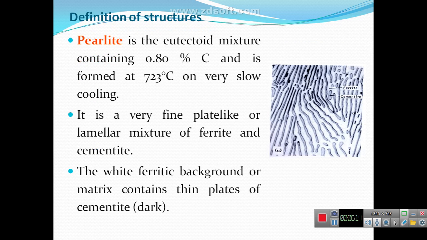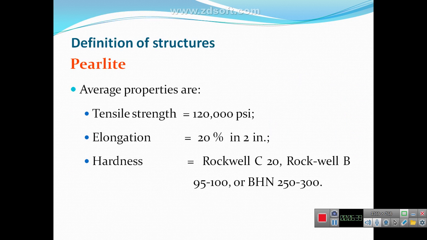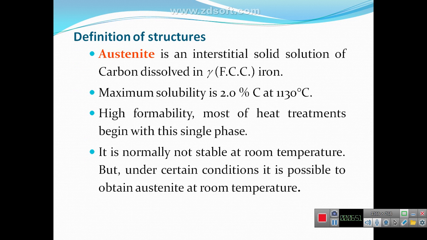Next structure we have seen is pearlite. It is a eutectoid mixture containing 0.8% of carbon and it is formed at 723 degrees Celsius on very slow cooling. It is a very fine plate-like or lamellar mixture of ferrite and cementite. The white ferritic background or matrix contains thin plates of cementite which is dark in nature. The average properties are tensile strength 120,000 psi, elongation 20% in 2 inches and hardness 95 to 100. The next structure we have seen is austenite.